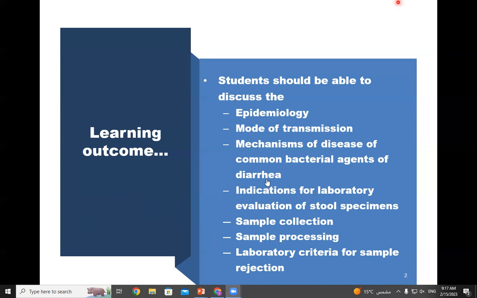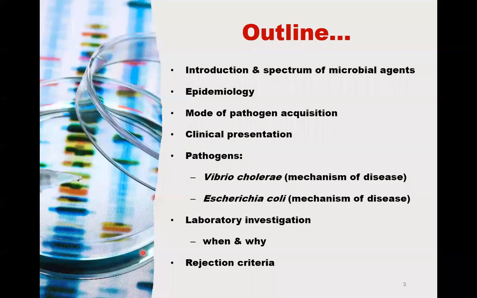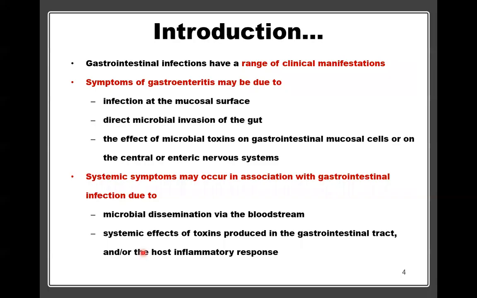Then, how do you make a diagnosis? When and why do you send samples to the lab? What are the criteria for rejection? Is it every time that we receive a sample from a patient who has diarrhea that the lab has to process the sample? So these are the points we're going to discuss. So this is my outline.